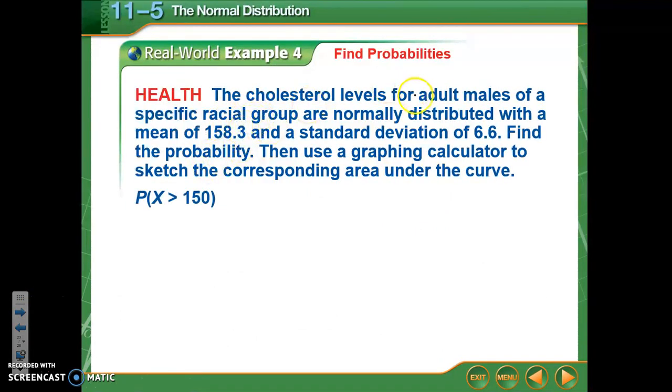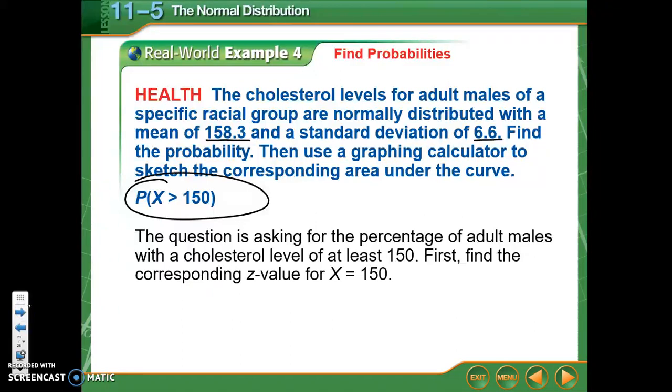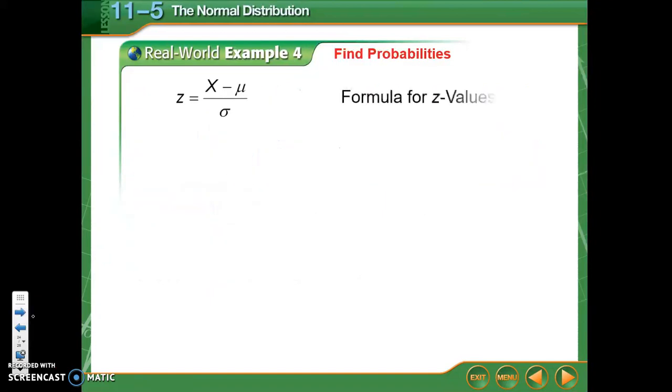The cholesterol level for adult males is normally distributed. It has a mean of 158.3 and a standard deviation of 6.6. And they're asking us to find the probability that a data value would have a cholesterol level greater than 150. All right, so I need to find my z-value first before I do anything else. I'm going to find my z-value for 150.